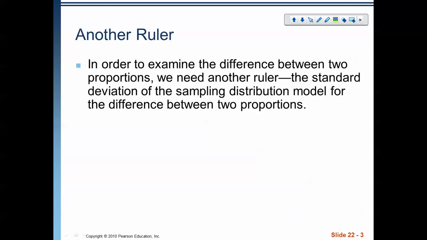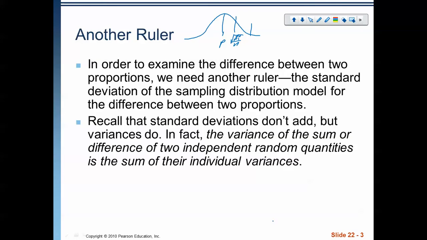However, we do need another ruler, right? Because we're not just looking at a single proportion. Remember, in the last two chapters about tests and intervals, we were looking at a sampling distribution where p was our sample proportion, and the standard deviation we were using was the square root of p-hat q-hat over n, or pq over n. And we created a sampling distribution of that. Well, we can't do that anymore because we're not looking at a single proportion. Suddenly what we're looking at is the difference between two proportions. So we need to create another standard deviation in order to see that.